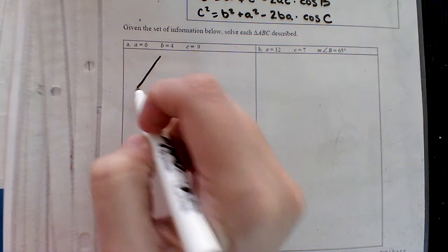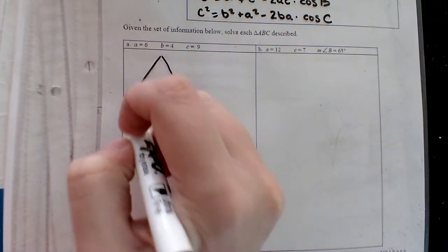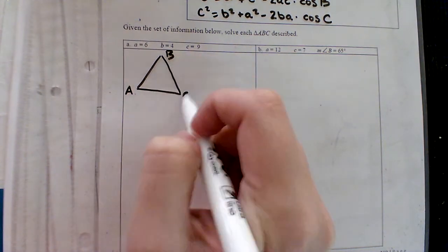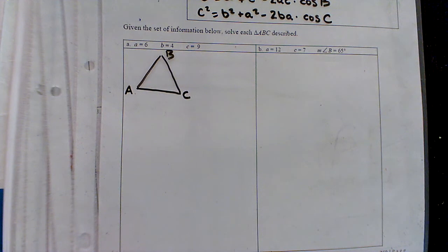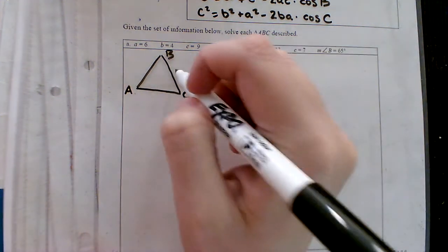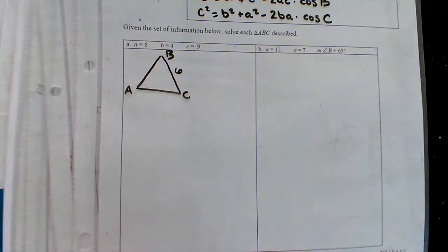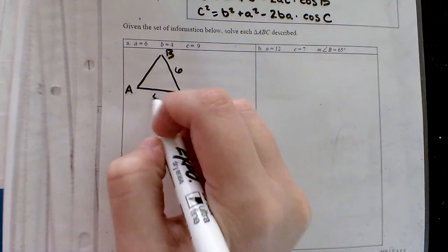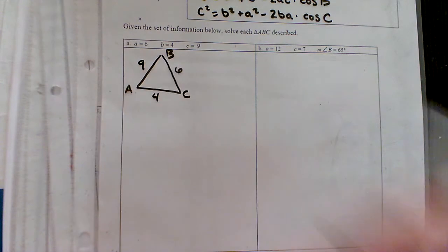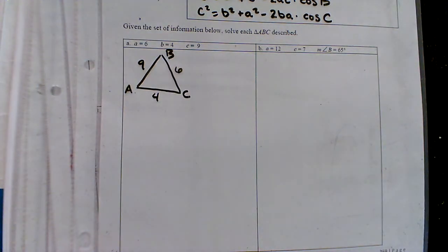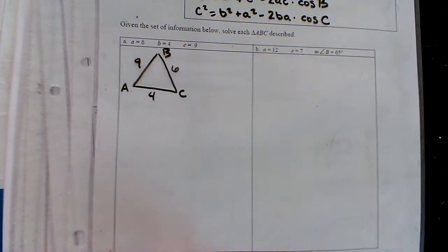All right. So the first one, we'll go ahead and draw a triangle just as a reference. Angles A, B, C. And notice how we're given all three side lengths. So side A is 6, that would be opposite angle A. Side B is 4 and side C is 9. So this is actually a perfect example where the law of sines could not be used, because notice how we don't know an angle. We have all three sides.